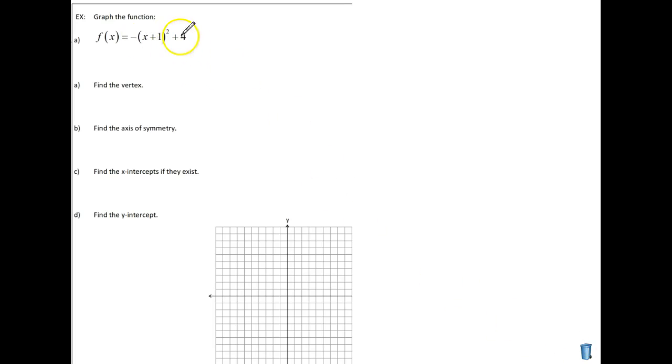Okay, so here is our function of this form: f of x equals a times x minus h squared plus k. First things first, does it open up or does it open down? Well, this one opens down because our a value is negative 1. So this is going to open down. Keep that in mind.